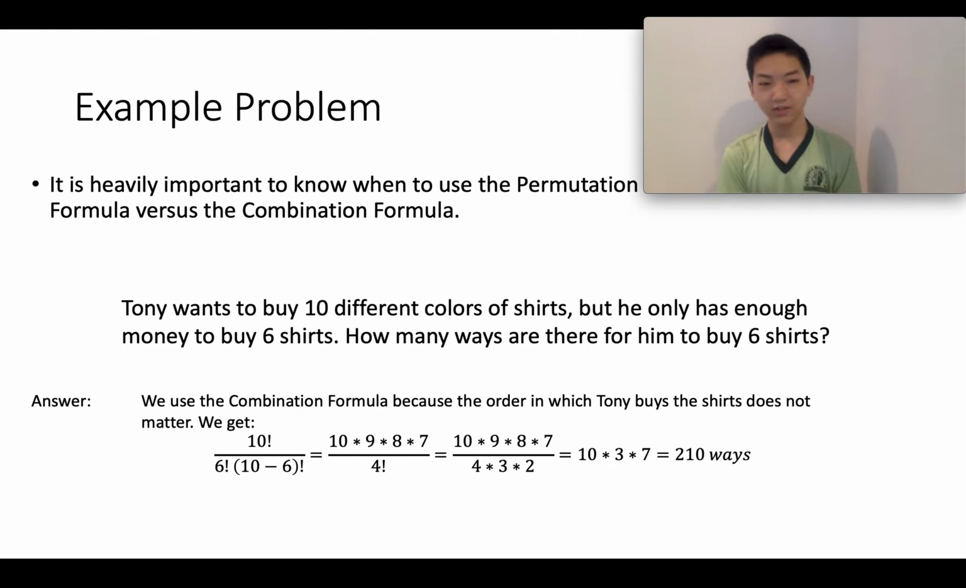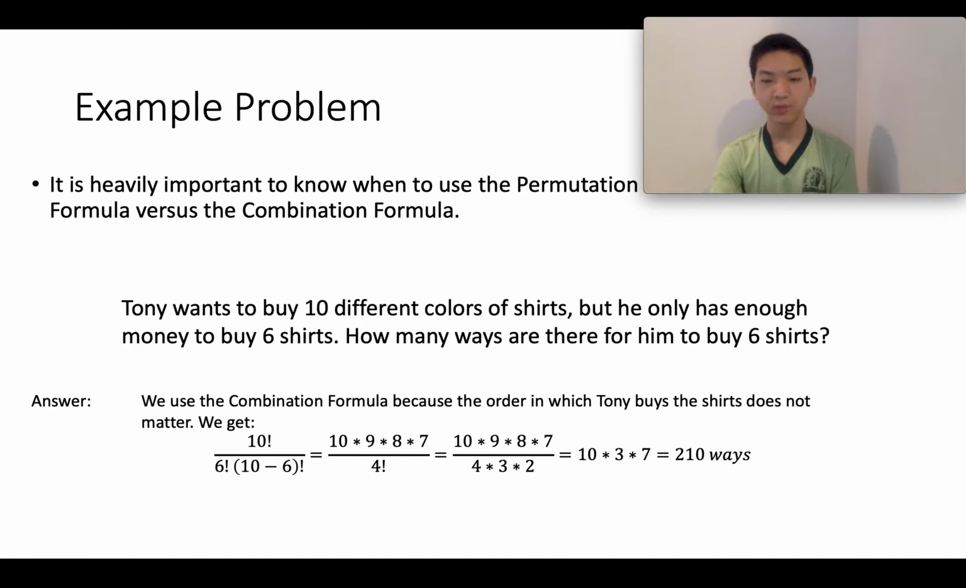So the answer is that we use the combination formula because the order in which Tony buys the shirts does not matter. Ultimately, he walks away with the same shirts. It doesn't matter if he buys a blue shirt before a red shirt or the red shirt before the blue shirt. So because of this, we get 10 factorial divided by 6 factorial times (10 minus 6) factorial.